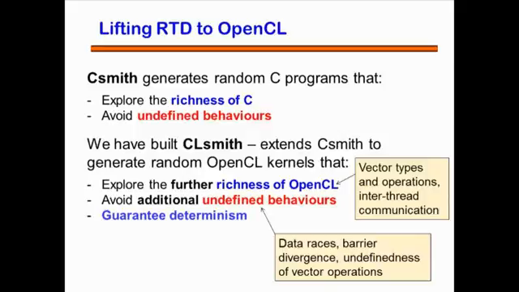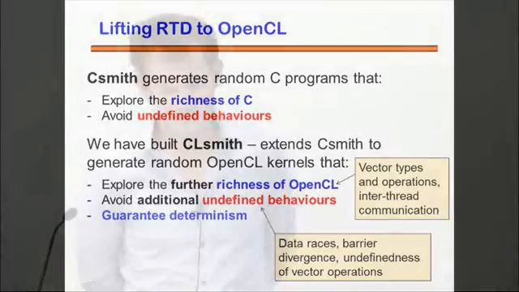OK, so I'll briefly tell you how we lifted random differential testing to OpenCL. So the Csmith tool generates random C programs that explore the richness of C and avoid undefined behaviors. So what we did is built an extension called CLSmith that aims to generate OpenCL kernels that explore the further richness of OpenCL, because OpenCL is based on C, so we could get a lot of the richness of OpenCL already from Csmith. But examples of additional richness are vector types and operations in OpenCL and inter-thread communication. So you have all these threads running a GPU kernel, and communication between those threads is something we were keen to explore. We need to avoid additional undefined behaviors.